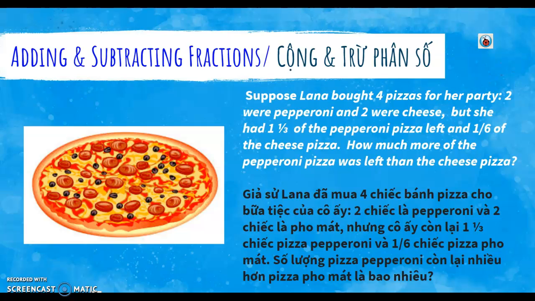Now it's your turn. Suppose Lana bought 4 pizzas for her party. 2 were pepperoni and 2 were cheese. But she had 1 1/3 of the pepperoni pizza left and 1/6 of the cheese pizza left. How much more of the pepperoni pizza was left than the cheese pizza? Pause the video and create your rectangular models to solve.